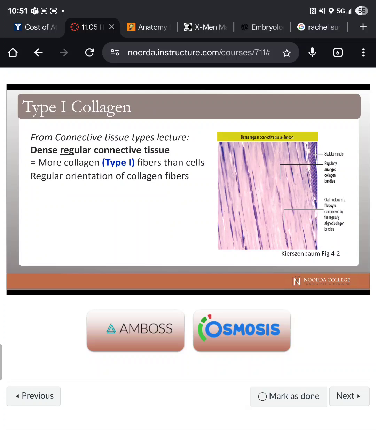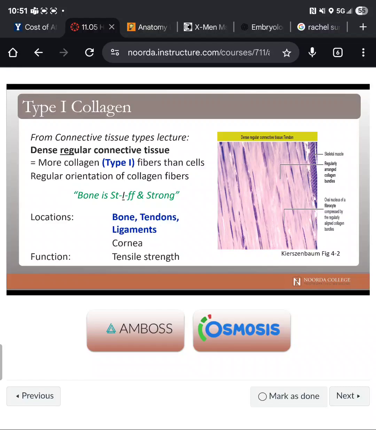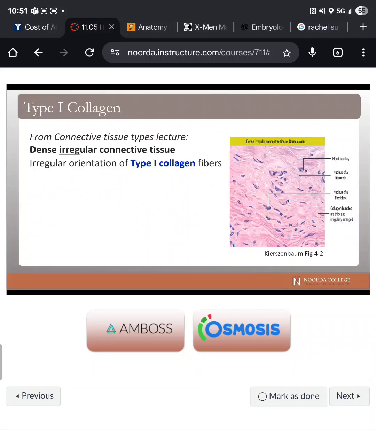With type 1 collagen, and I mentioned this before in the connective tissue lecture, but I just want to emphasize that dense regular connective tissue is comprised of collagen type 1 fibers arranged in regular orientation. Remember, bone is stiff and strong, and we've mentioned the locations and its function. You can also see type 1 collagen in dense irregular connective tissue, right? It has more of an irregular orientation. We see this in dermis, intestinal submucosa.